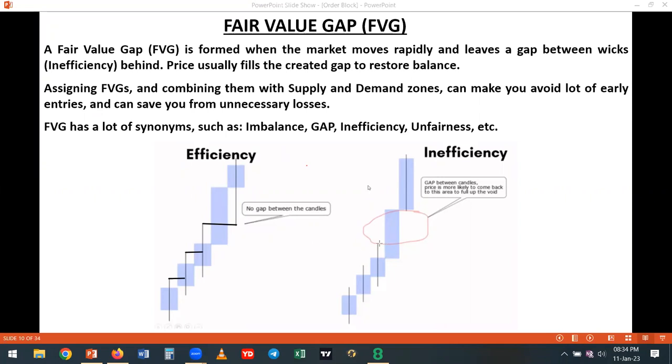Look at here. Between this candle and this one here, there is a space. There's a space from here to here. From here to here. This space is what they call the fair value gap. Now, when gaps like this are being created, market will always come back to fill these gaps.